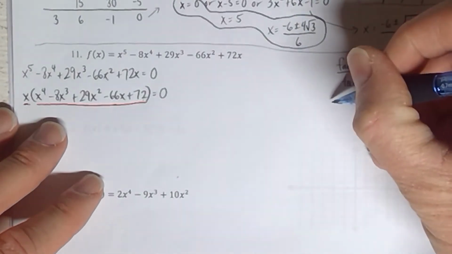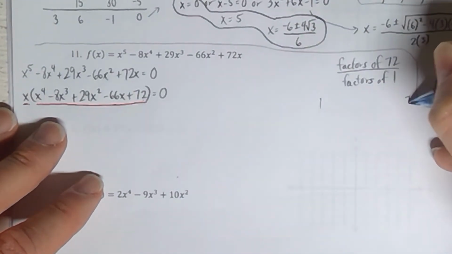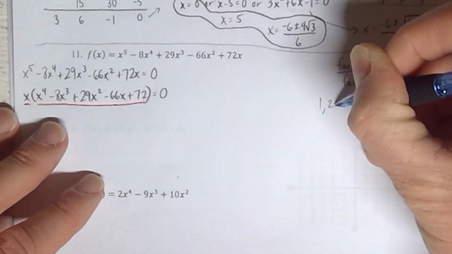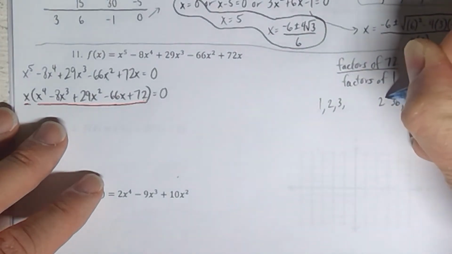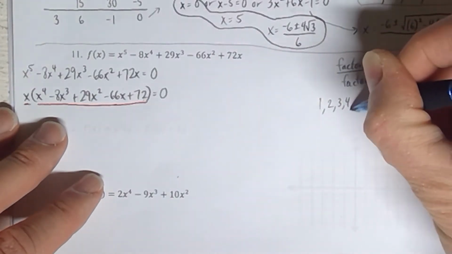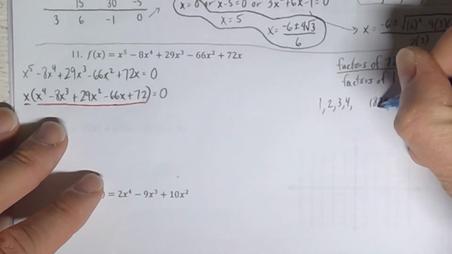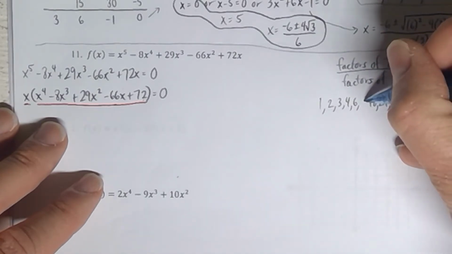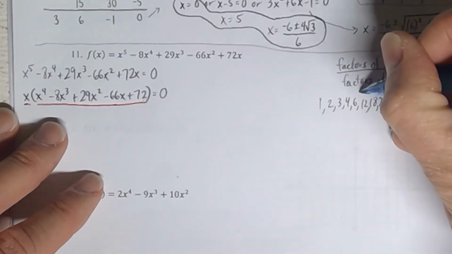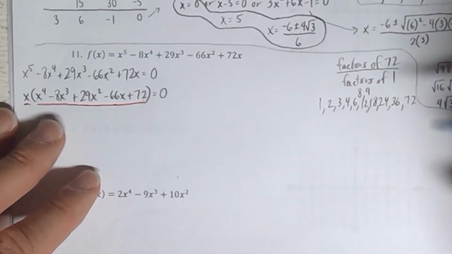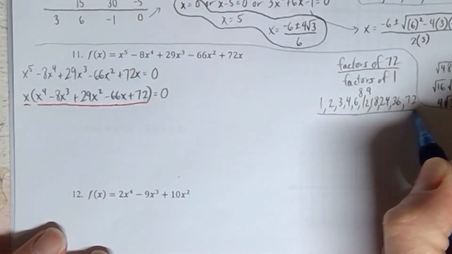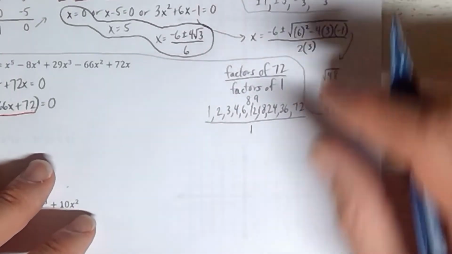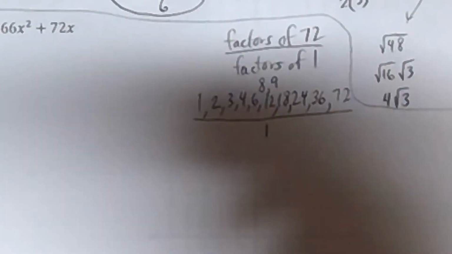So factors of 72, we have 1 and 72, 2 and 36, 3 and 24, 4 and 18, and I can see I'm running out of room here, 6 and 12, 8 and 9. I'll squeeze that in up here. And that's divided by 1. But we need to say plus or minus for all of these.